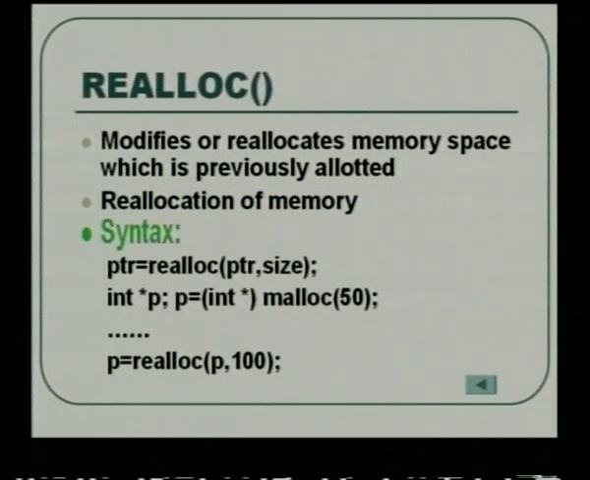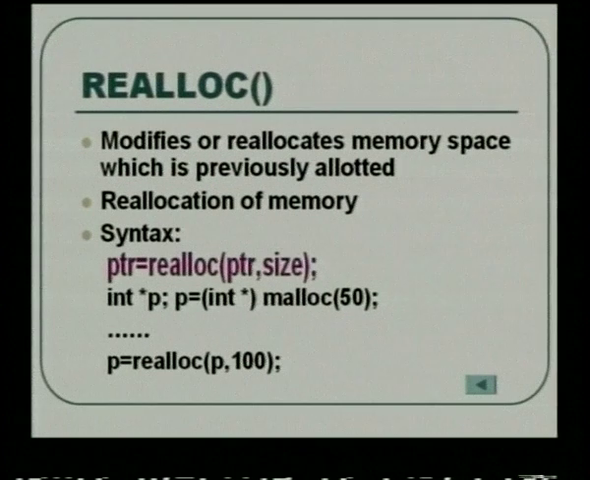The syntax is the same: pointer variable is equal to realloc, but within brackets again you have two arguments. One is the pointer variable itself. Why?